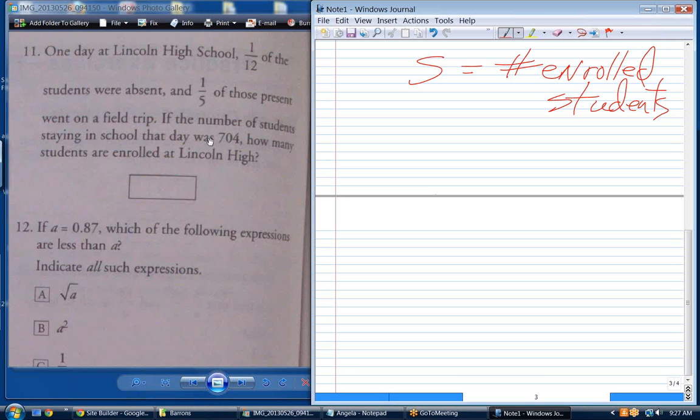So let's start trying to write an equation. If 1/12 were absent, how many were present? 11/12 of S represents the number of students that came to school first thing in the morning. 1/5 of those present went on a field trip. So what's my next step?